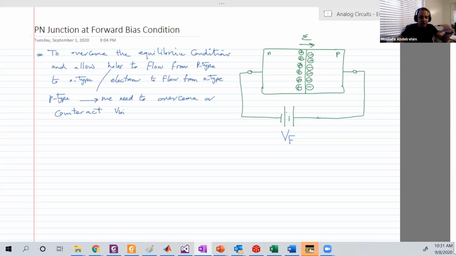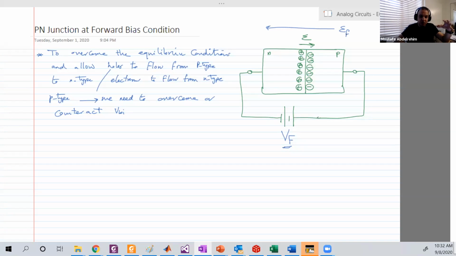So this will overcome. So there are two forces now, two electric fields. One of them in that way. So this electric field, which comes from VF, wants a current to flow from P to N. And there is still the built-in voltage or the built-in electric field that wants to do the opposite.